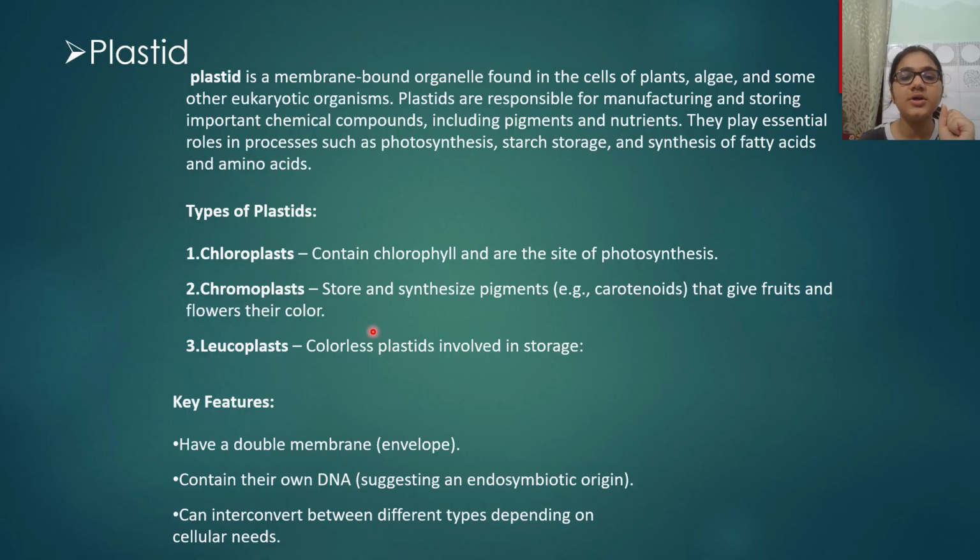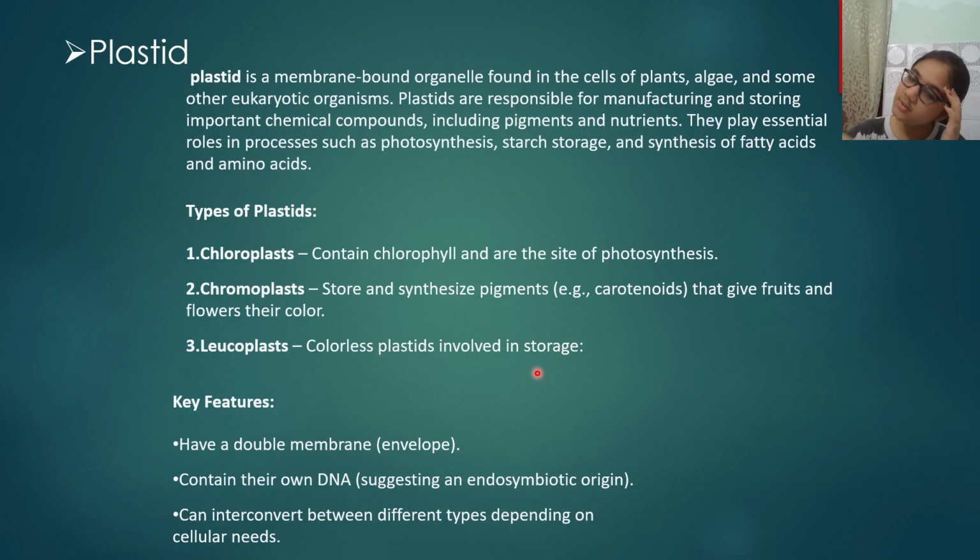Then chromoplasts store and synthesize pigments like carotenoids that give the fruits and the flowers their color. Chromoplasts give color to petals, fruits and flowers. Then the leucoplast, the colorless plastid, is involved in storage, meaning in the stem and the roots.